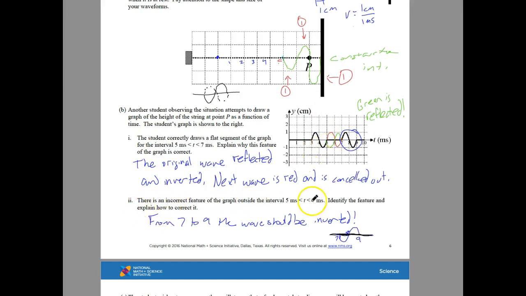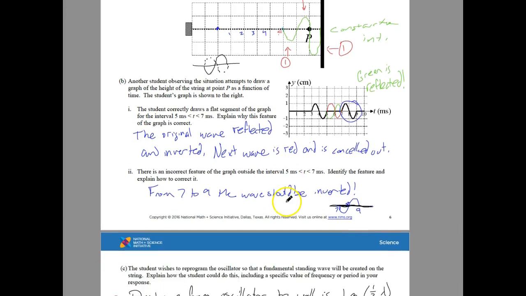There's an incorrect feature of the graph outside of the interval of 5 milliseconds less than t less than 7 milliseconds. So that's this area outside of this area. So that's over here. And from 7 to 9, instead of having this waveform, since it's reflected, it should be upside down. And so you want to draw it upside down, and you could show it and identify the feature and explain how to correct it. It should be inverted, and I would actually show it because I think that's an important thing to do.